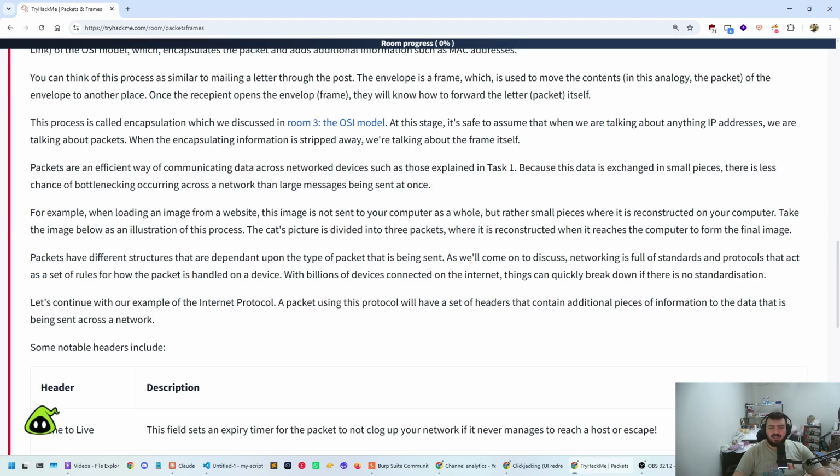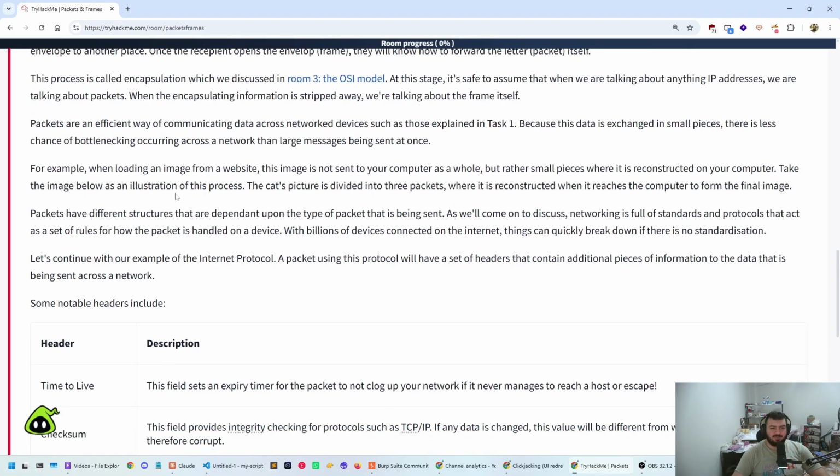So that's why it is essential that each packet is small enough that it gets processed super quickly, instead of taking longer to process one packet. For example, when loading an image from a website, the image is not sent to your computer as a whole, but rather in small pieces where it is all reconstructed on your computer. Take the image below as an illustration of this process.